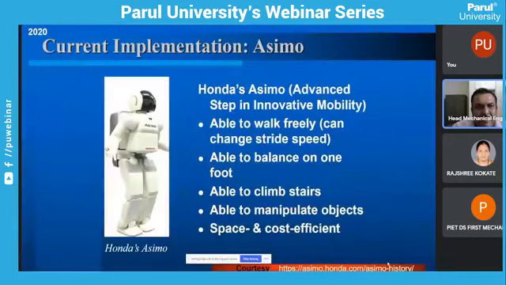In 2020, ASIMO, whose name itself says Advanced Step in Innovative Mobility, can freely walk as well as climb the stairs of a staircase with perfect balance, even on one foot. On a single foot, the robot can climb the stairs. This robot can also manipulate different kinds of objects, and its weight is comparable to a human's, about 54 kg, not much. So in terms of space and cost also, it is efficient.